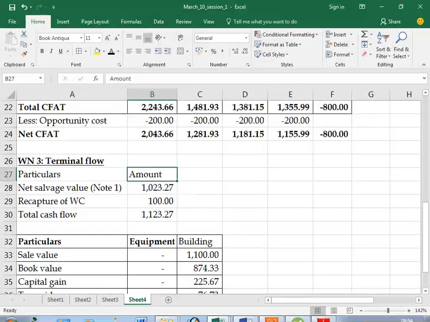The other logic could be that once the project is over, I will be forced to pay that 800 also. So in the fifth year itself, my outflow could have been 1600 also. So that is a logic that can be taken. Institute has done it this way, so I'm proceeding the same way.